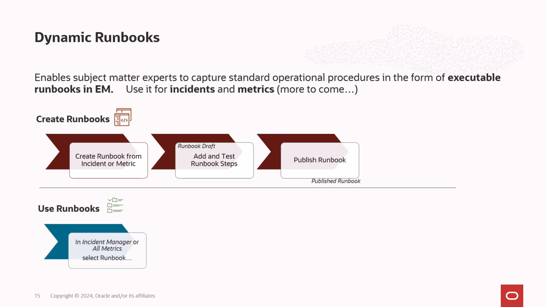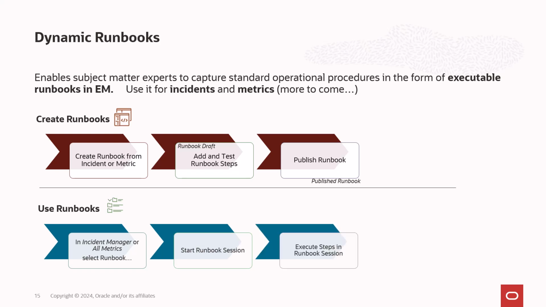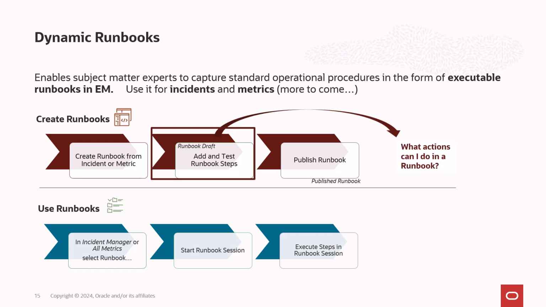When an incident occurs, your IT ops team can go to Incident Manager and locate your runbook and start a runbook session using your runbook. Then simply execute the steps in the runbook until completion. If your runbook was developed for a metric, then they would find and use the runbook from the Targets All Metrics page. Now let's discuss the type of steps you can use in a runbook.